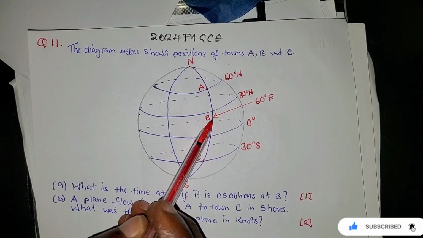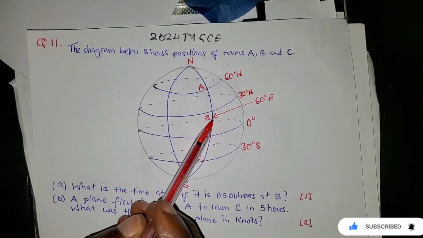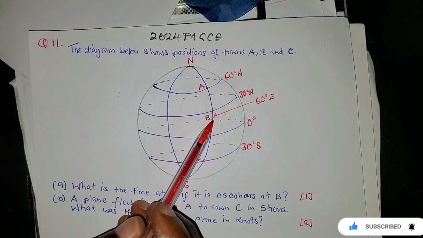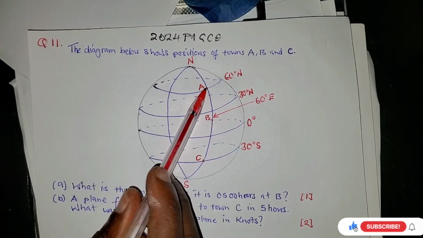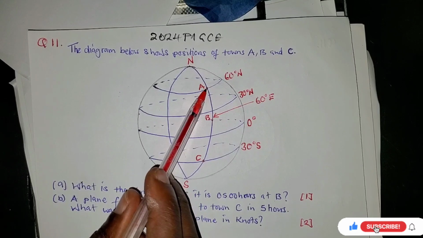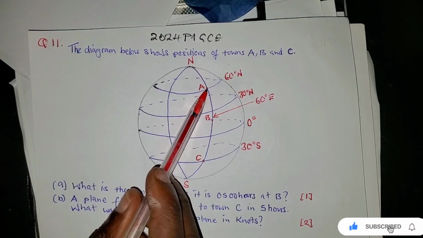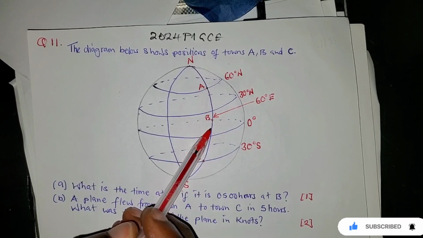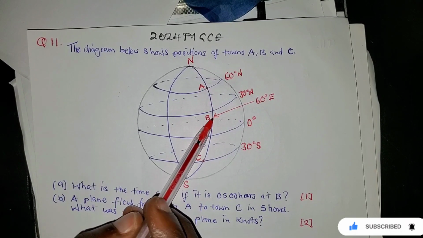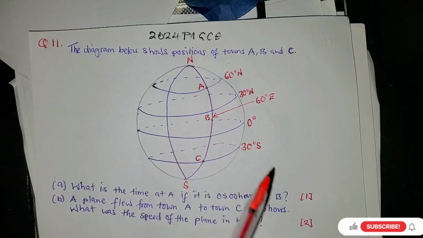You need to ask yourself, this is very simple and it's just a mark. Check, B is in the same longitude as what? As A. So if 2 points or 2 places are on the same longitude, it means that there is no time difference. Time is just the same.